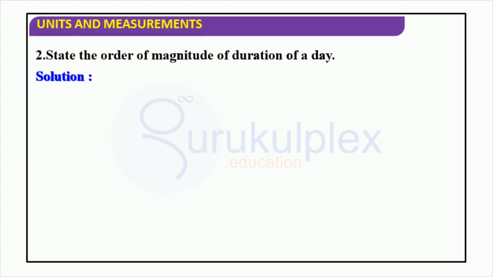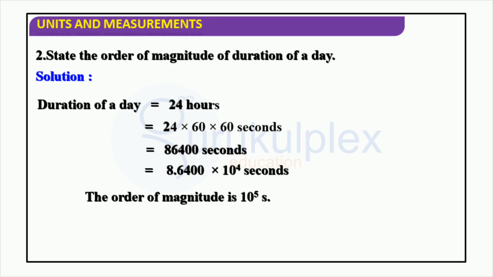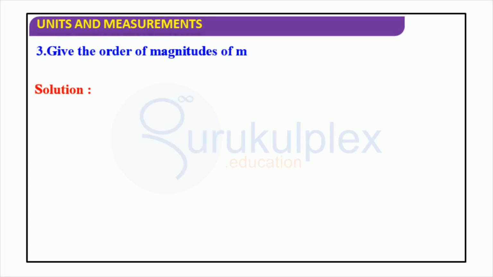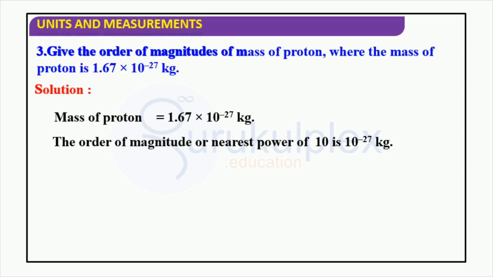A day has an order of magnitude of 10 to the power of 5 seconds. It is equivalent to 8.6400 times 10 to the power of 4 seconds, or 86,400 seconds, when divided into 24 hours. The mass of a proton is 1.67 x 10 to 27 kilograms. Rounded to the nearest power of 10, it is 10 to 27 kilograms, an incredibly small amount. This highlights how important it is to be accurate when working with measurements and units.